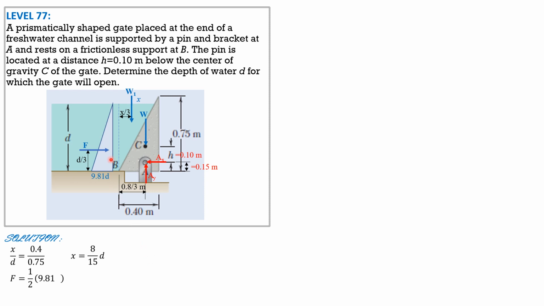So F is the volume of the pressure diagram, 1/2 of 9.81 d times the perpendicular to the board. Let's have 1 meter, or you can call this d if you want, but for simplicity let's just call it 1. So 4.905 d squared. W1 is 9.81 times 1/2 of x times d times 1. So that's 4.905 x, which is 8 over 15 d times d, so 2.616 d squared.